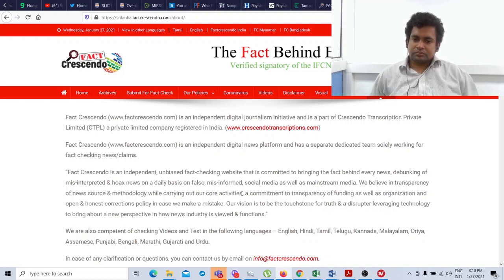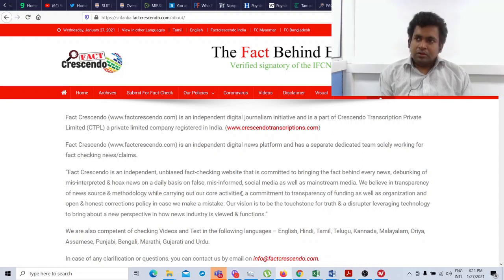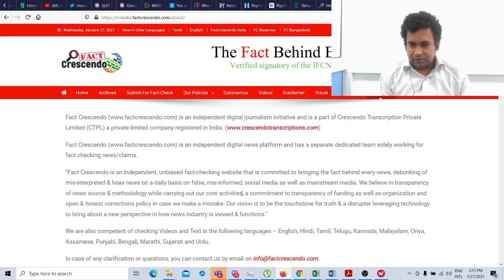So even this idea of facts, whether they give the whole picture is questionable. But even if we leave that aside, usually a fact should be something that is objectively verifiable.